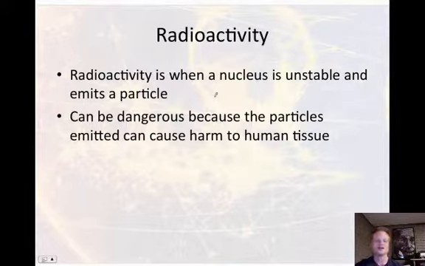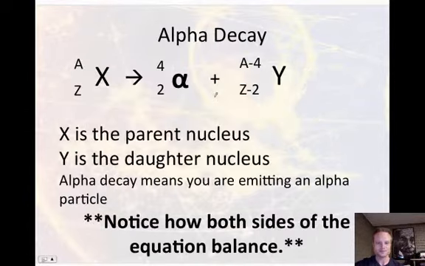Now, we don't really go into the biological effects of radioactivity in this class, but just be aware that radioactive elements can be harmful to humans. So there's a couple different types of decays that you need to be familiar with. The first is called an alpha decay, and luckily enough, the name itself says a lot. Basically, it's an atom that is giving off an alpha particle.